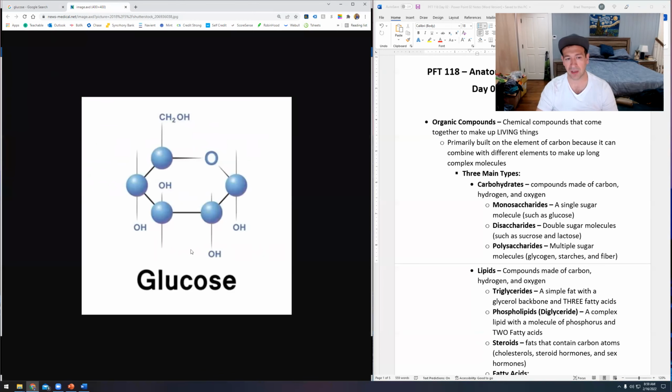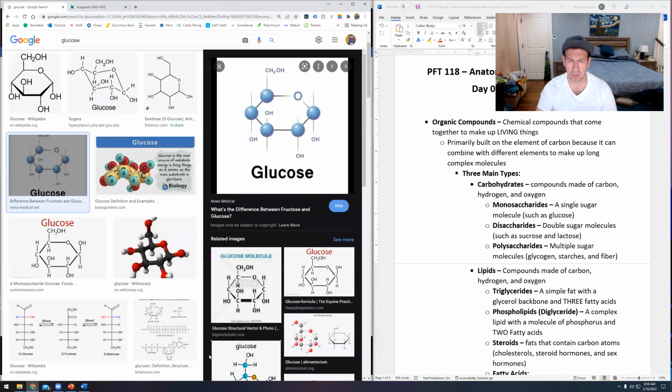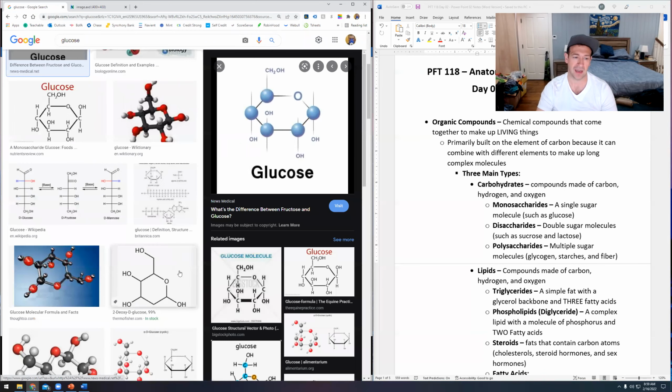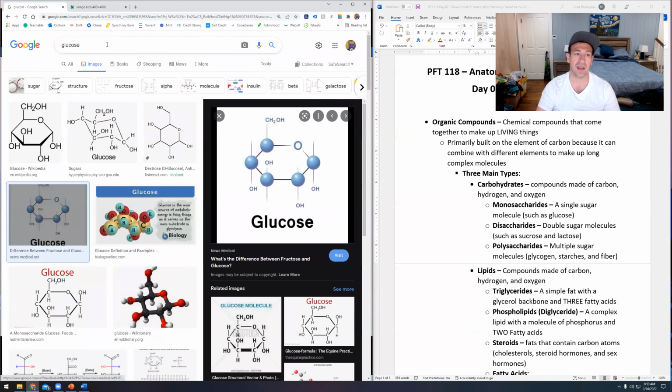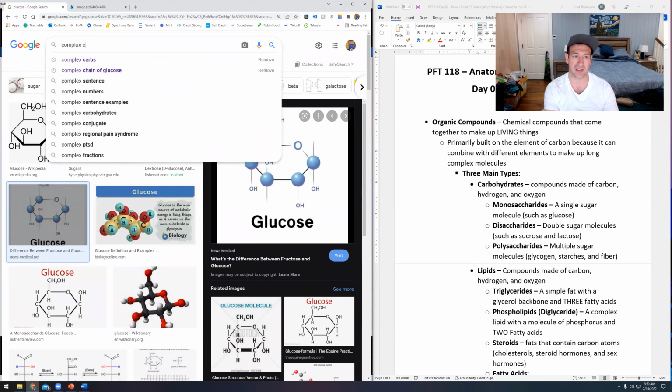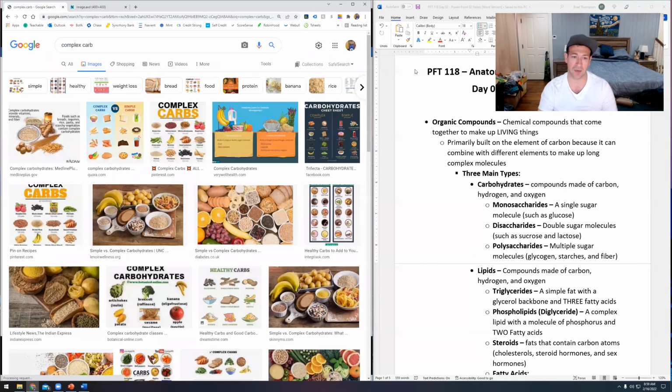What's really cool about glucose is, and there's the carbon skeleton I was talking about, there's carbon, hydrogen, oxygen, all those three ingredients we were talking about. And you can put these in big, long, complicated chains. When you do, you end up with a complex carb, right? Complex carbs are literally chemically complex. And we just got done talking about this in nutrition, right?